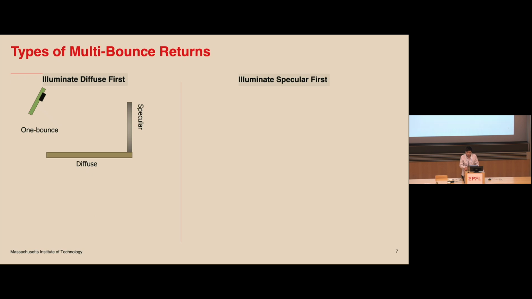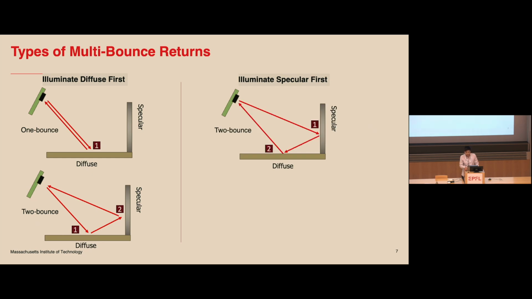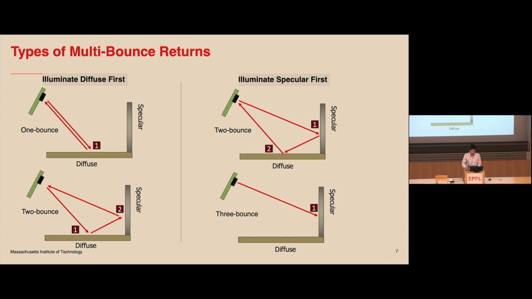So the type of return can be divided by illuminating the diffuse surface first or the specular surface first. For the diffuse surface, you can model 1 or 2 bounce returns. If you illuminate the specular surface first, you can model 1, 2 bounce, or 1, 2, and 3 bounce returns.